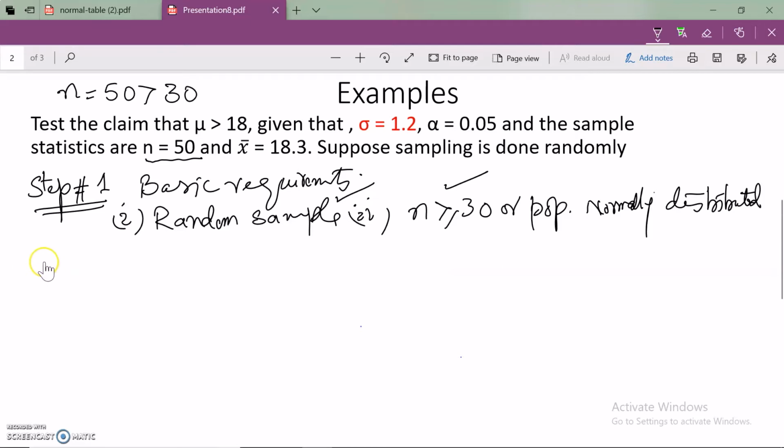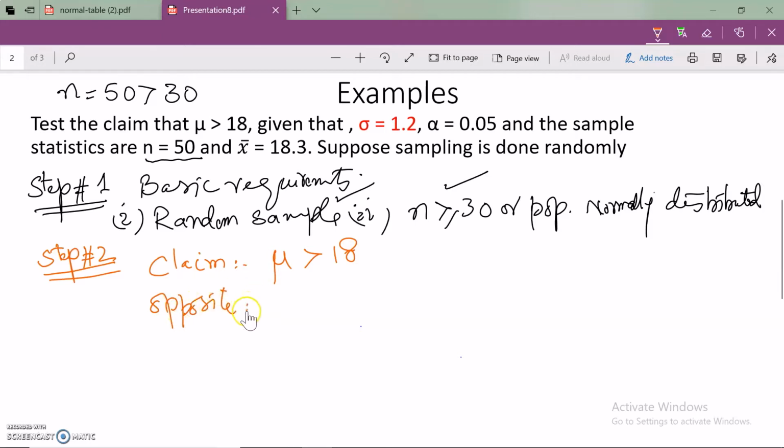We are good with that. So what we do in step number 2, we write the null hypothesis, we write the alternative hypothesis, we decide what type of test it is, and we also decide on the significance level. Let's understand that. Let's write the claim here first. We have a claim that the population mean is greater than 18, right?